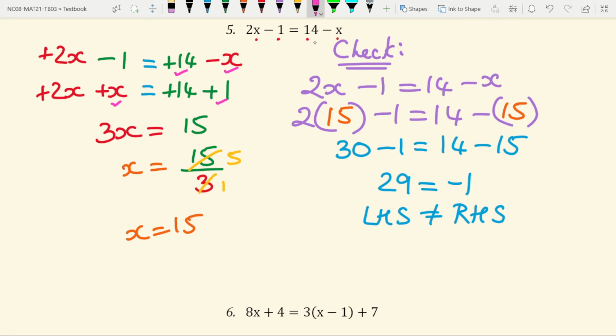2x plus x is 3x. This is also correct. 14 plus 1 is 15, also correct. x is equal to 15 by 3. 3 fives are 15, also correct. So the answer is x is equal to 15. So 15 times 2 is 30. 30 minus 1 is 29. And here, 14 minus x, 14 minus 15 is minus 1.